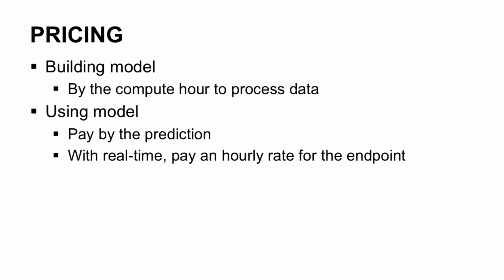Amazon machine learning has a couple of different ways of charging you. The first is when you're building a model or a data source, you pay by the compute hour to process the data. Obviously, the more data you have to process, the more expensive that is going to be. The second way that you're charged is when you're actually using the model. Depending on how you use the model, you'll pay about a penny for every 100 predictions. And if you want to be able to make synchronous predictions, you're going to pay an hourly rate for the server that is responding to those prediction requests.